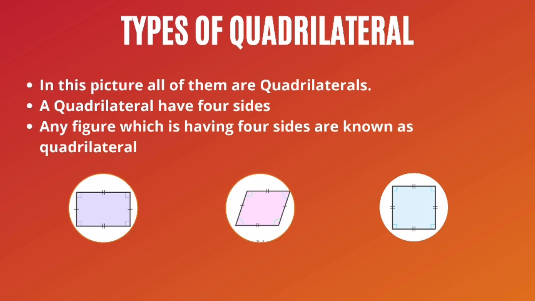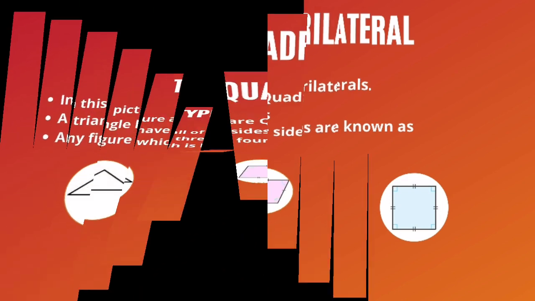First, we will start with quadrilateral. See this picture. These are the different types of quadrilateral. Let us understand what is quadrilateral. Any figure which has four sides is known as a quadrilateral.